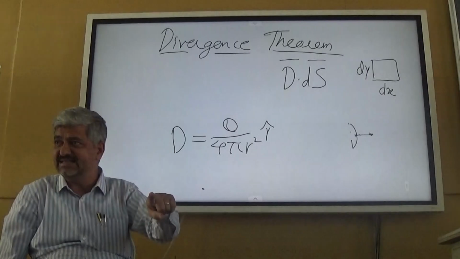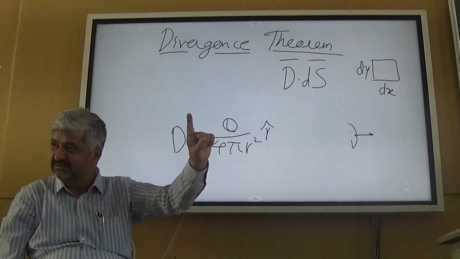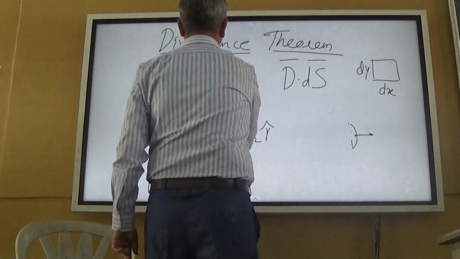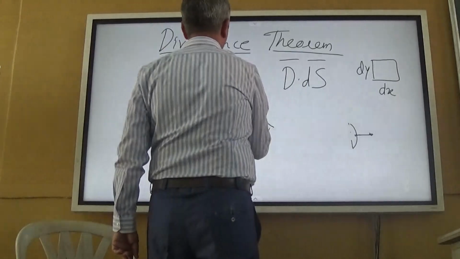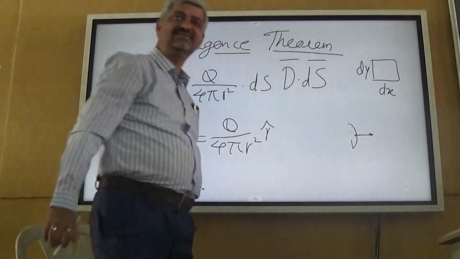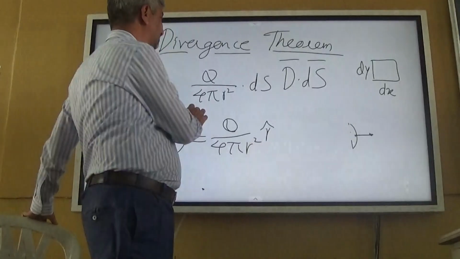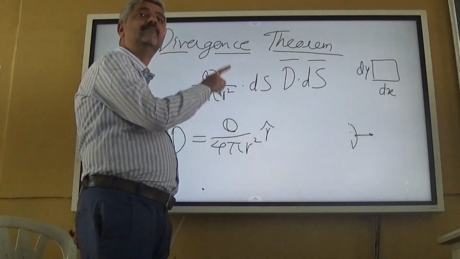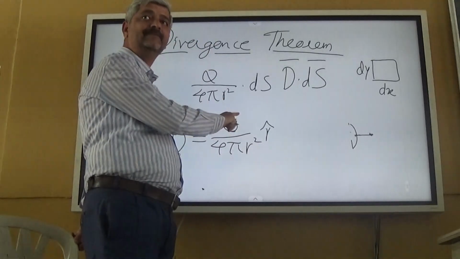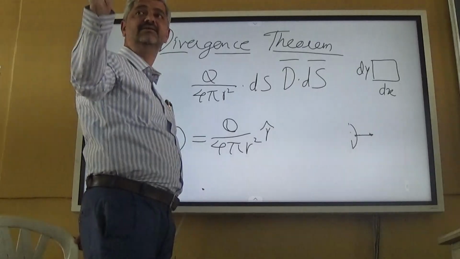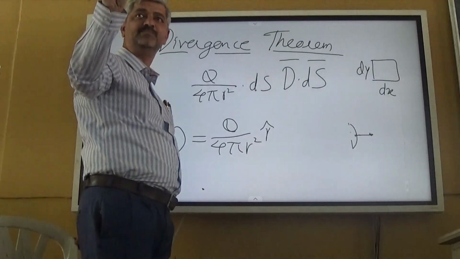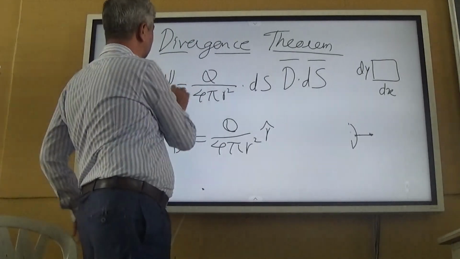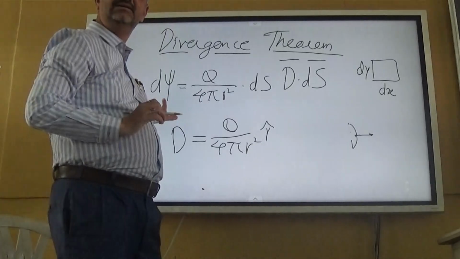So D dot ds would be D into ds. Right? So this would be q upon 4 pi r square into ds. Right? What would that be? This would be the flux passing through the small area ds. So that we can say as d psi. Is it right? d psi.